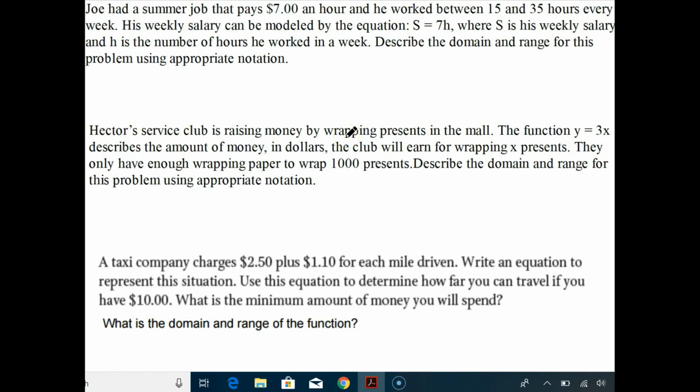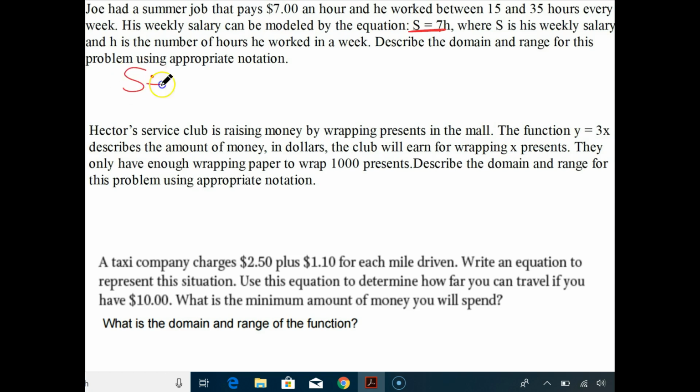All right. Joe had a summer job that pays $7 an hour, and he worked between 15 and 35 hours every week. His weekly salary can be modeled by the equation S is equal to 7H, where S is his weekly salary and H is the number of hours he worked in a week. Describe the domain and the range for this problem using appropriate notation. So this problem relates back to these other problems. We have an equation, and we have a domain and a range.